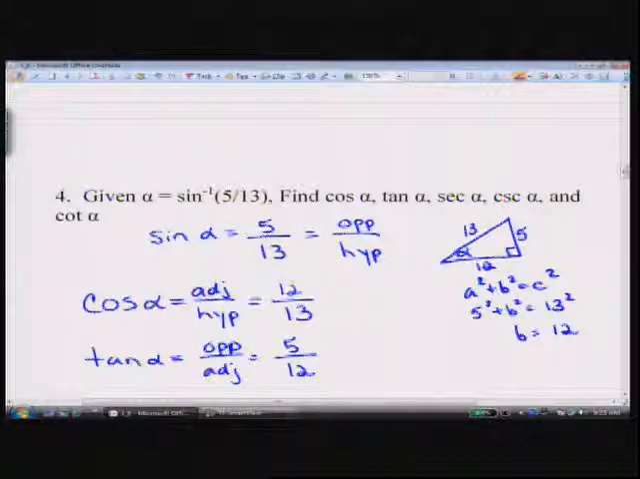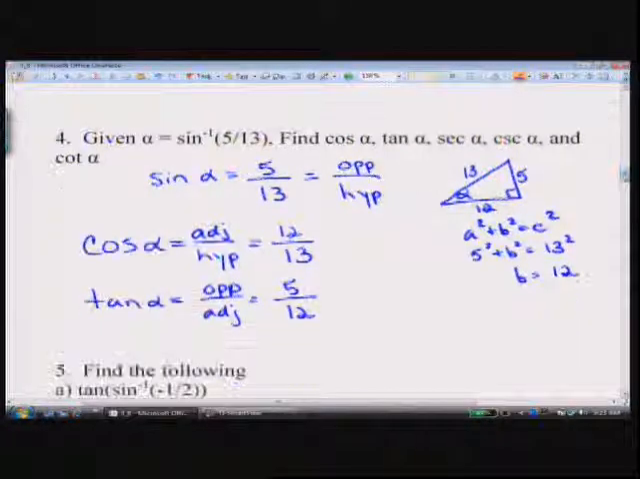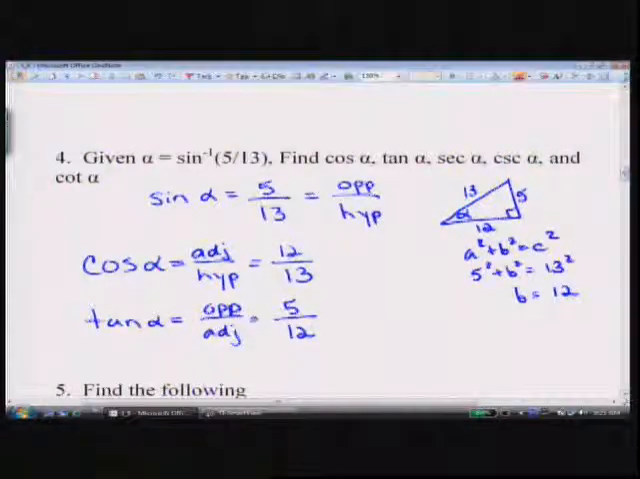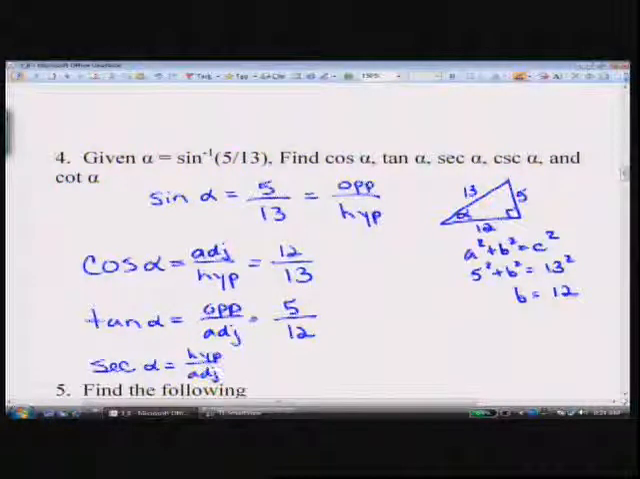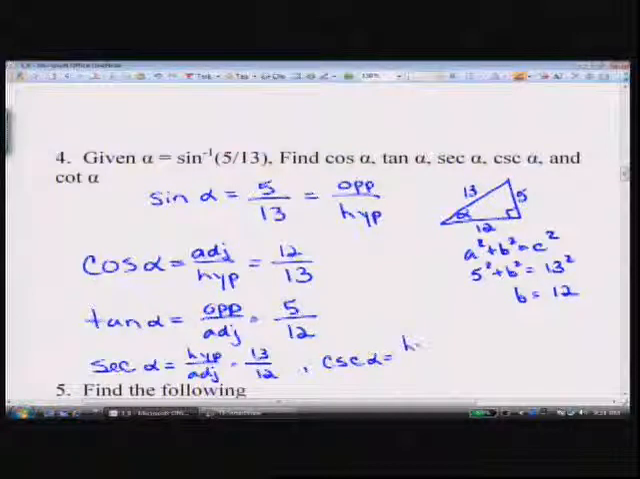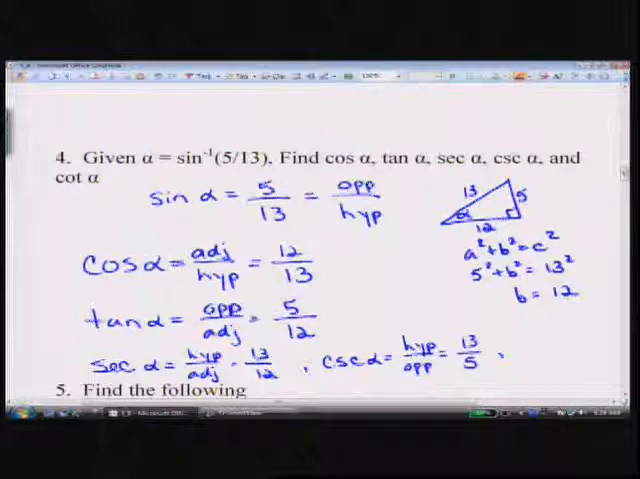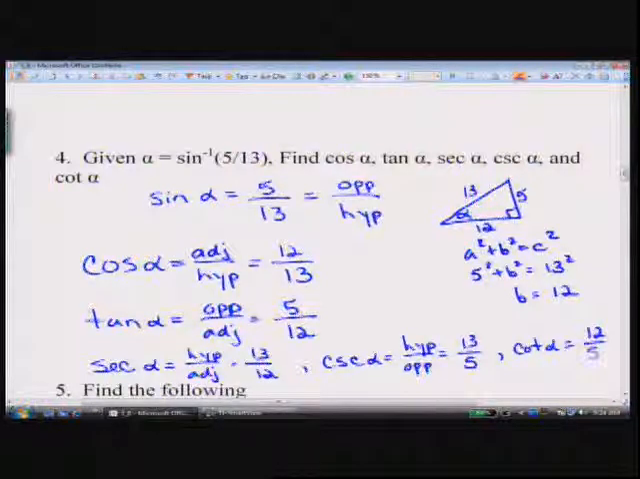And then do you guys remember how to get secant, cosecant, and cotangent? Secant is the reciprocal of the cosine. So that's going to be hypotenuse over adjacent, which is 13 over 12. Cosecant is the reciprocal of the sine, which is going to be hypotenuse over opposite, or 13 over 5. And cotangent is the reciprocal of the tangent, so that's 12 over 5. Okay? Just bringing some stuff back.